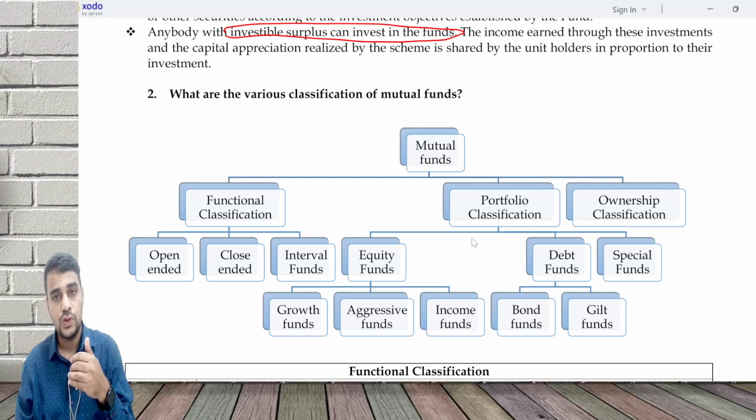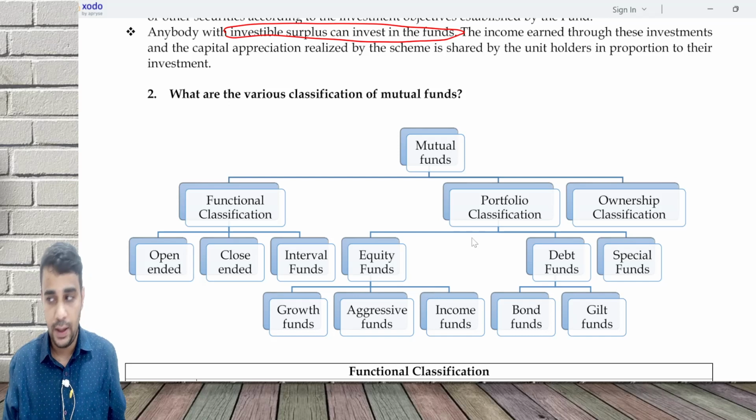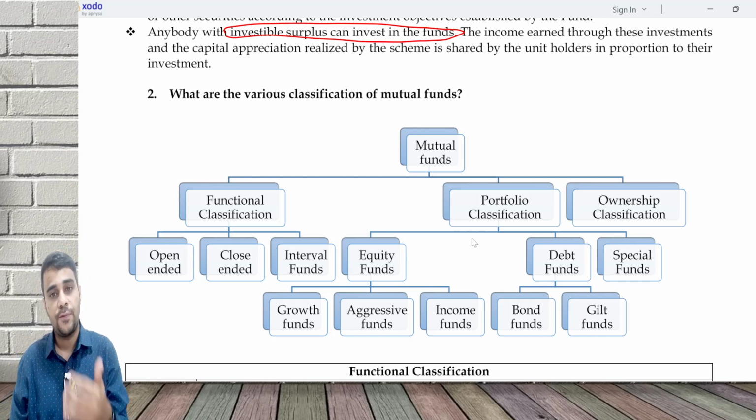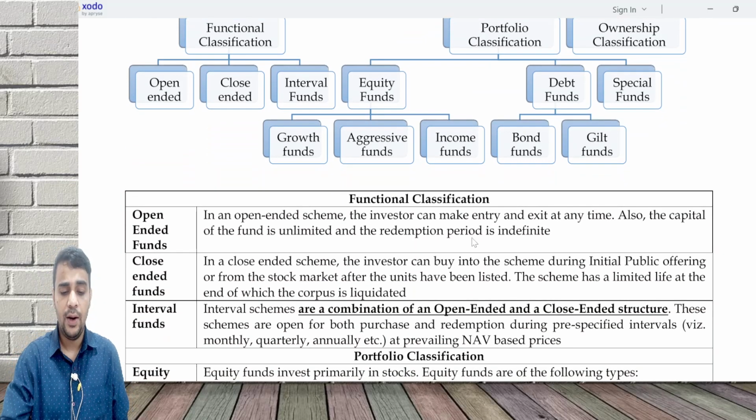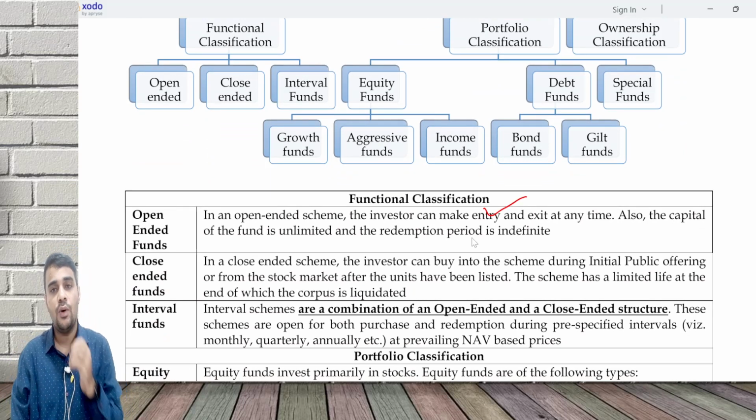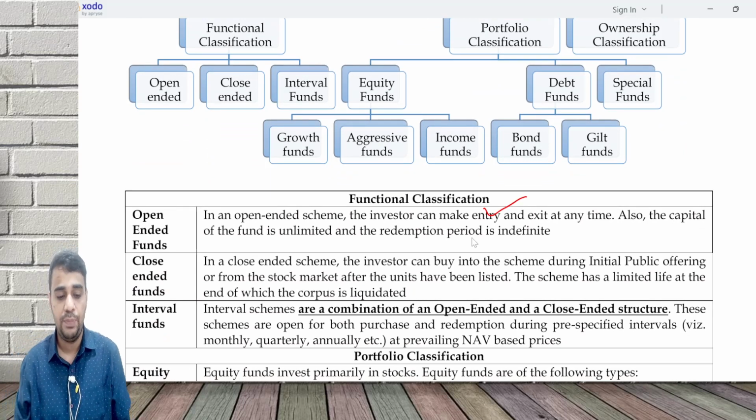You want to buy a mutual fund today, you can buy an open-ended mutual fund. You want to sell this after 4 days, you can sell it. After 10 days, you can sell it. So open-ended is one where both entry as well as exit can happen at any time. In an open-ended scheme, the investor can make an entry and exit at any time. So there is no specific time period here.